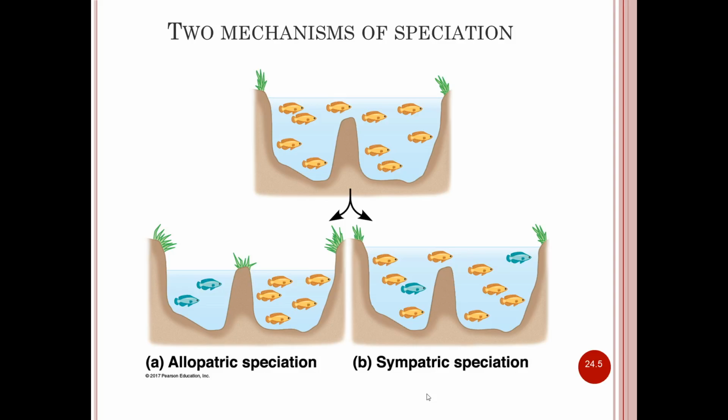What I would like for you to put in your notes here for sympatric speciation is simply this. It occurs when you have two species mate, giving hybrids, right?